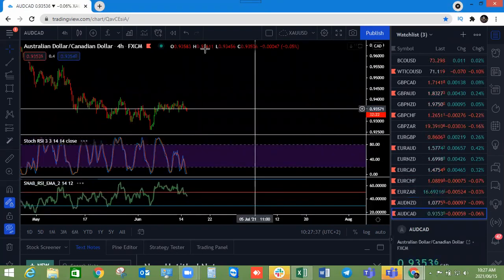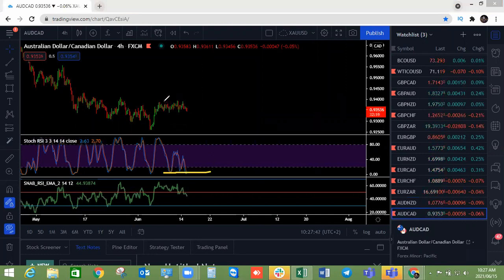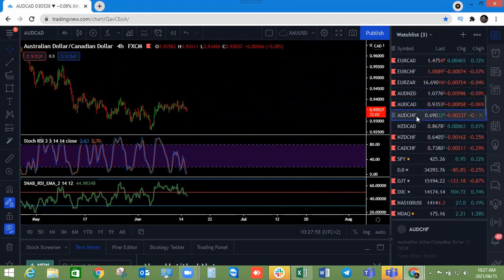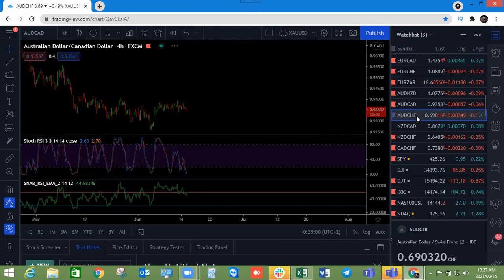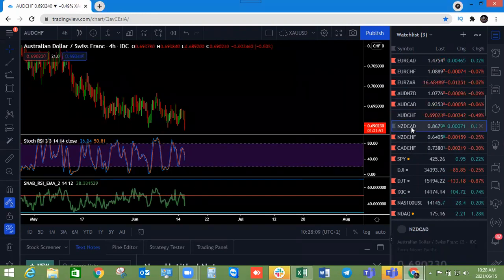Audi CAD. We are at the bottom here. We are correcting here. We want to see, are we going to get one more move to the upside? Very likely. RSI still just below 50, but around the 50 area, we can still push to the upside. Audi Chief. Still a messy structure. Don't want to be involved in that.